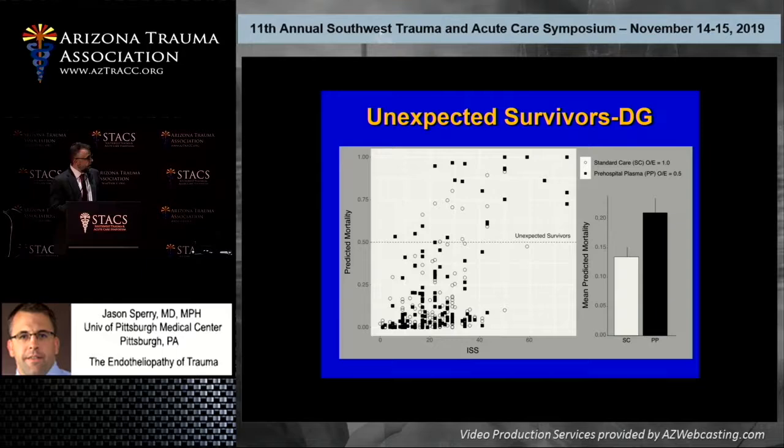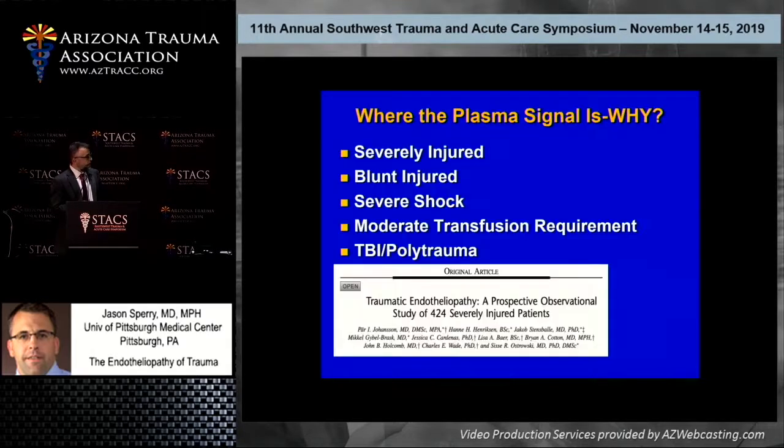I love this figure: there seems to be a ton of these black squares at the extremes of injury severity in the upper right-hand corner, which suggests maybe that's where the plasma is having its benefit. These patients wouldn't otherwise survive without plasma. So, where the plasma signal was, I talked about last time: it's in the severely injured, it's in the blunt injured patient, it's in those with the severest of shock, the lowest blood pressure in the pre-hospital setting, those with moderate transfusion requirements, and in the polytrauma patient that includes TBI.